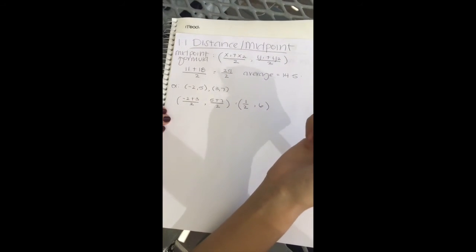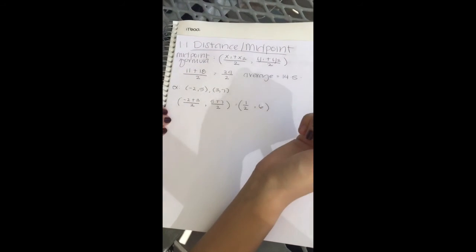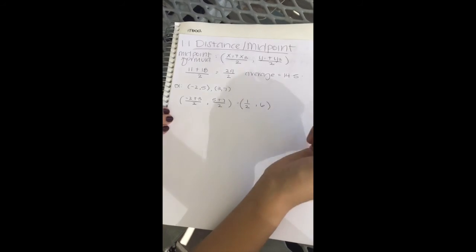Alright, and this is your midpoint between the points -2, 5, and 3, 7.